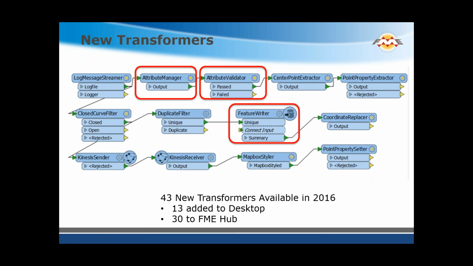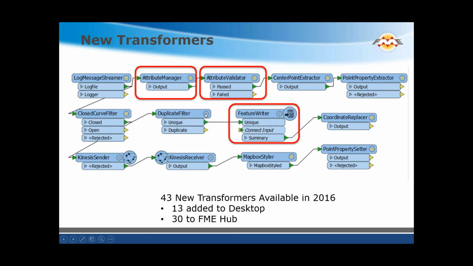Just to look at new transformers then, I think at this stage there's probably in excess of maybe 500, so I can never keep count with the exact amount. But this year we've got 43 in total, so there's 13 added to Desktop, and these are the Safe Software transformers, and there's an additional 30 added into the FME Hub, which is previously known as the FME Store. So the 13 that have been added by Safe Software, some of the key ones are probably the coordinate replacer, so you can replace coordinate values with specified values. There's also the duplicate filter, which has replaced the duplicate remover.